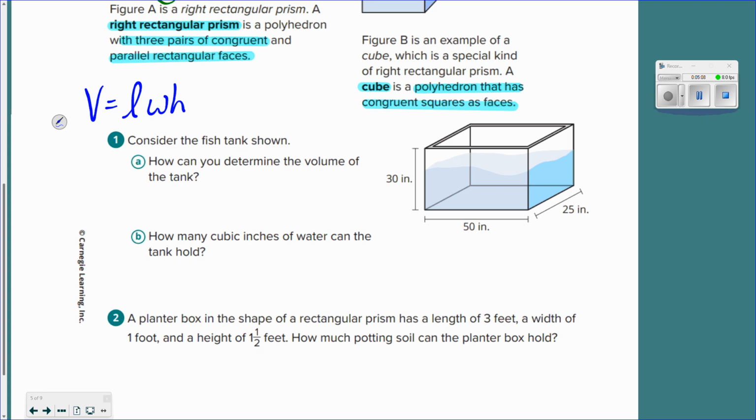So what we're going to do is, on our tank, we're going to label our length, width, and height. Which number do you guys think will be the length? Are you okay with that? Okay, what about the width? 25? What about the height? 30. Everybody okay with that? Quick side note, does it matter? No. Why not? Because it's the same number.